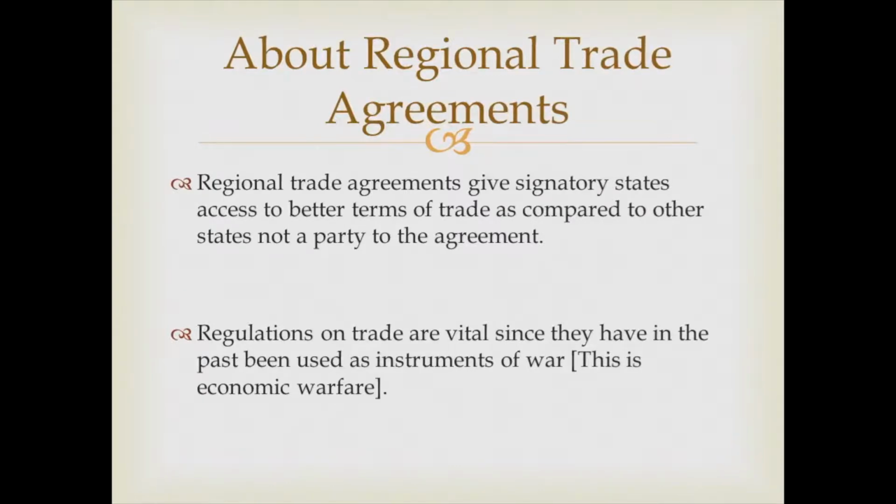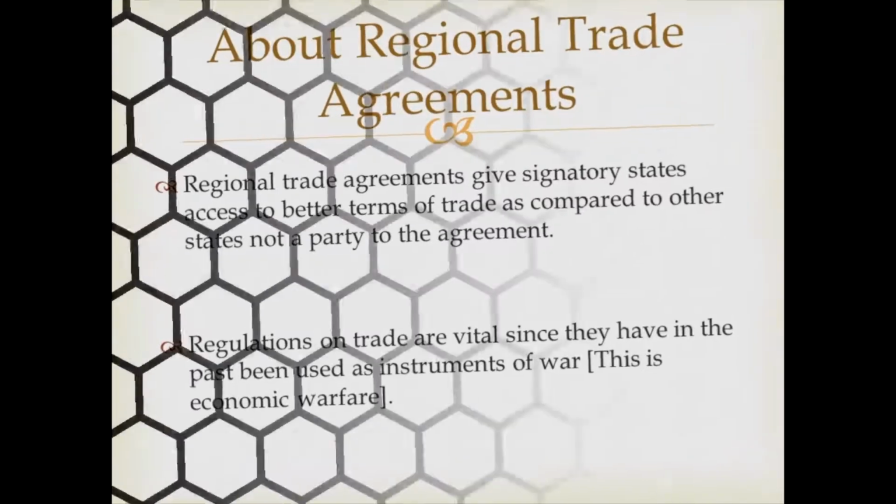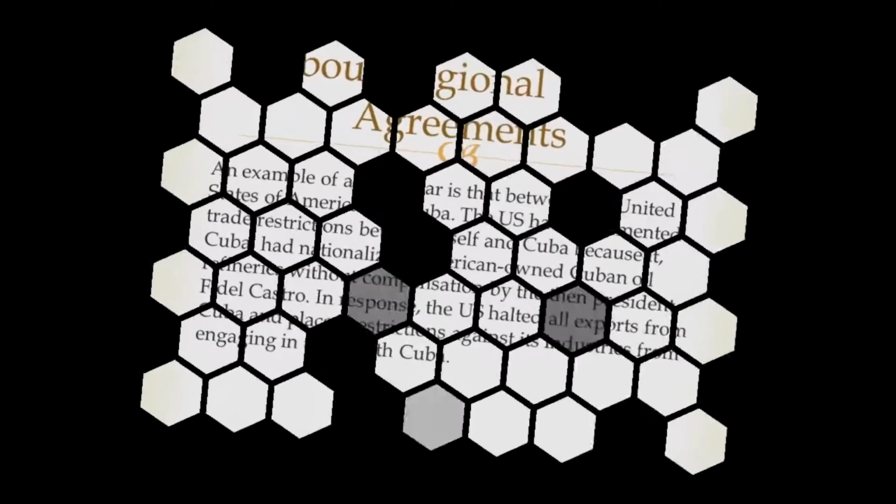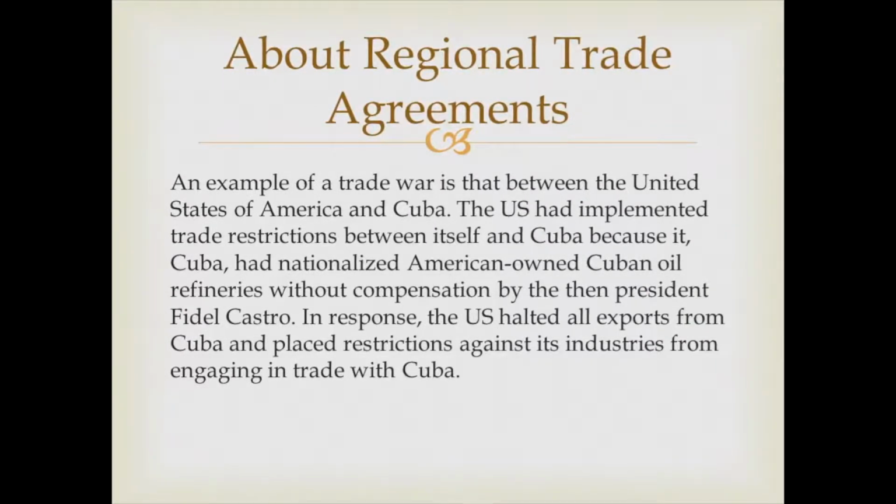Regulations on trade are vital since they have in the past been used as an instrument of war, for example, economic warfare, right? An example of economic warfare we can see between the United States of America and Cuba. Basically, Cuba claimed that the oil that America had was actually Cuban oil. Then they did not compensate for that oil, at which time it was under the president Fidel Castro. So as a response, the US halted all exports from Cuba and placed restrictions against its industry from engaging in trade with Cuba, right? So basically this is considered one of the examples of trade economic war between the United States and Cuba.